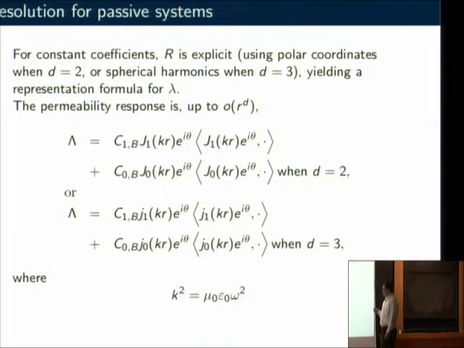And this is where things are projected. And it depends on k, where k is your frequency, so mu 0 epsilon 0 omega.